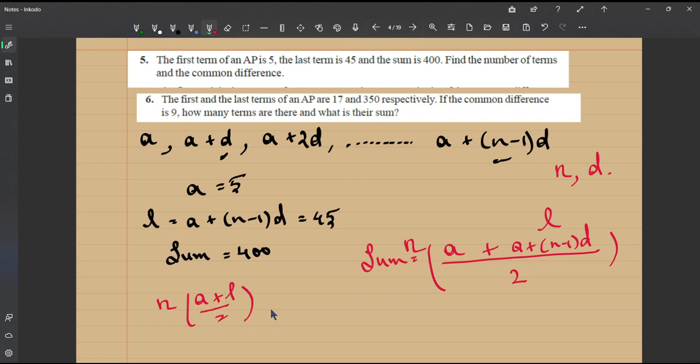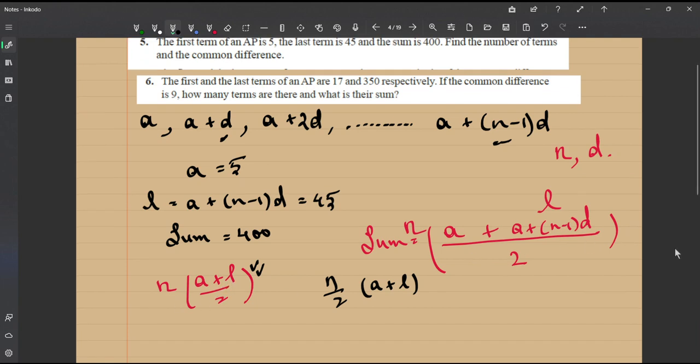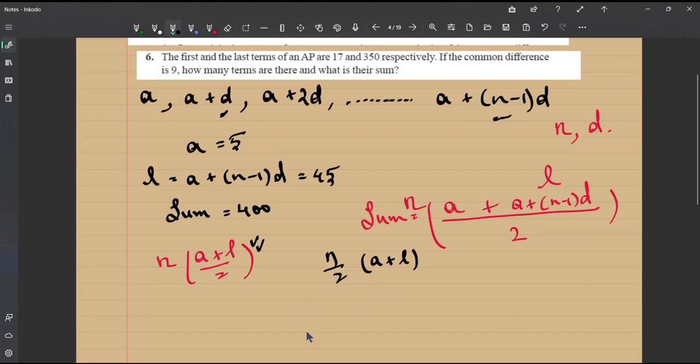Or in most of the textbooks, this formula is given in this form: n by 2 into (A plus L). It's one and the same. I just told this because it's easier to remember that you're finding the average of the first and the last term and then multiplying it by n. So now let's substitute whatever we know in this formula. What do we know? We know that A is 5, and we know the sum is 400.